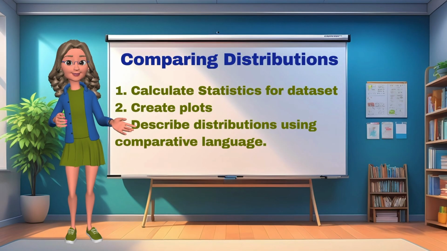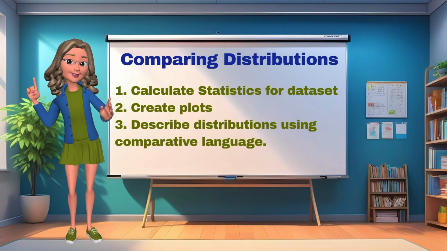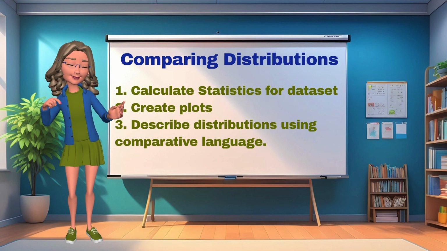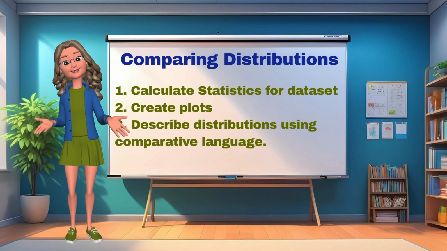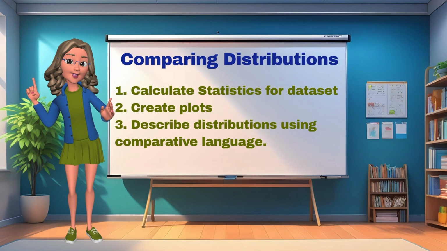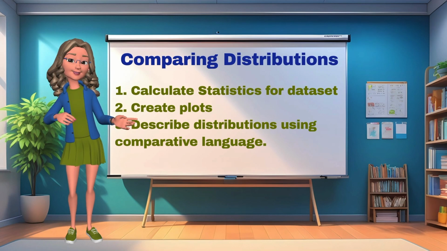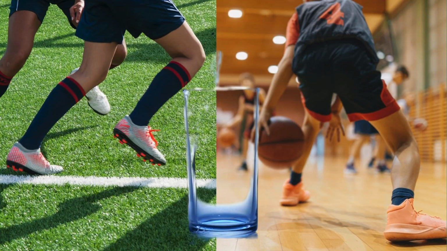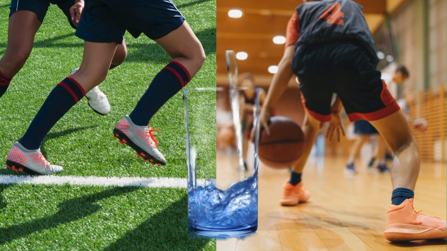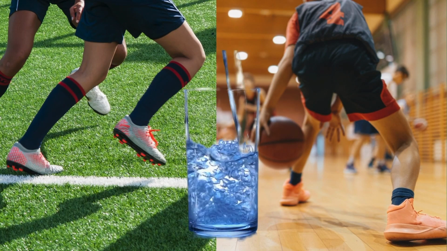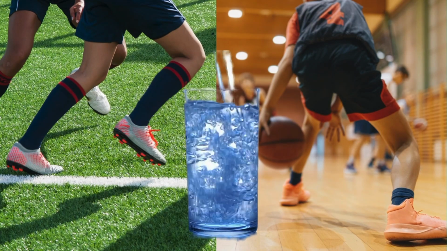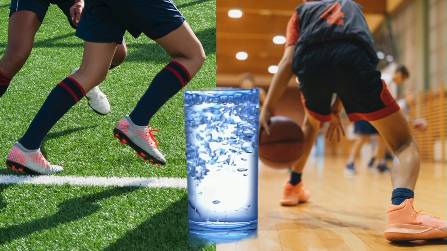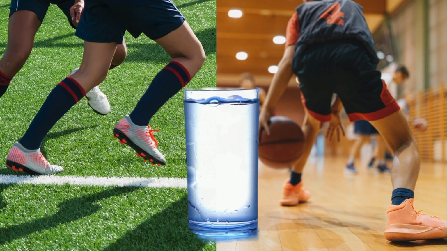To compare two distributions, we're going to want to start with our calculator. We're going to run one variable statistics for each of our data sets. So let's review a little bit about using our calculator to get started with today's lesson. Today we're going to use two data sets that have the amount of water that two teams intake per day in liters. A high school soccer team and a high school basketball team, and we're going to compare their distributions.